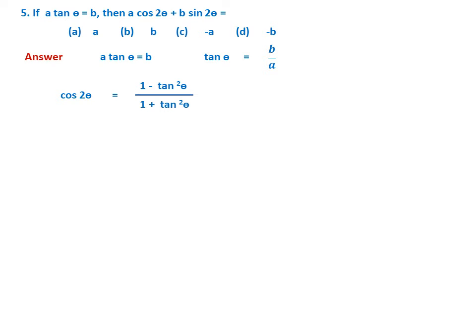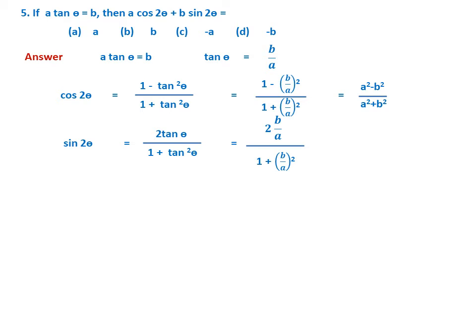Now this is the formula which you have studied, 1 minus tan square theta by 1 plus tan square theta, that is cos 2 theta. Last year you have studied this as a standard formula. Therefore now you have to substitute. Tan square theta is B by A whole square, above and below. Then simplify. So when you simplify, you get A square minus B square by A square plus B square. Same way, what is sin 2 theta? If you remember, it is 2 tan theta by 1 plus tan square theta. Therefore, once again you have to substitute. So then simplify. You get 2AB by A square plus B square.